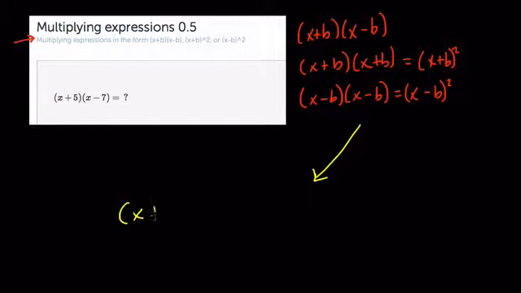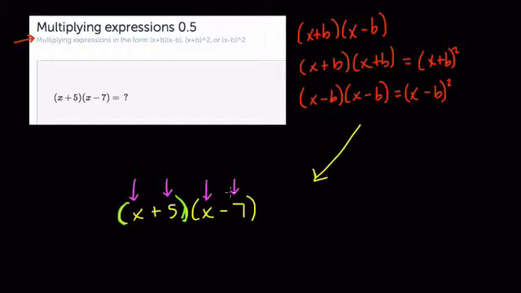x plus 5 times x minus 7. My take on this is that you have one set of parentheses here with two terms inside, and then a second set, I'll change the color, I'll leave it yellow, a second set of parentheses here with two other terms. So my goal is, in some order, to multiply the two terms here by the two terms here, and I want to get every combination.